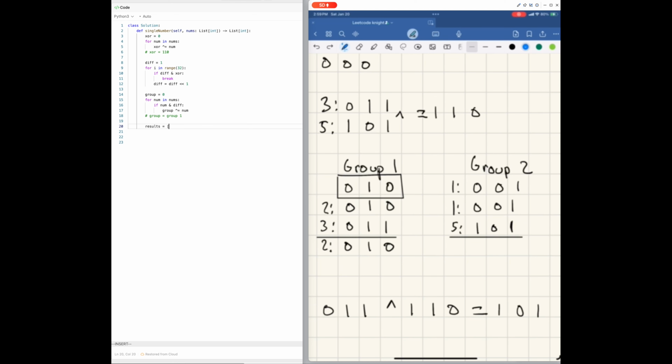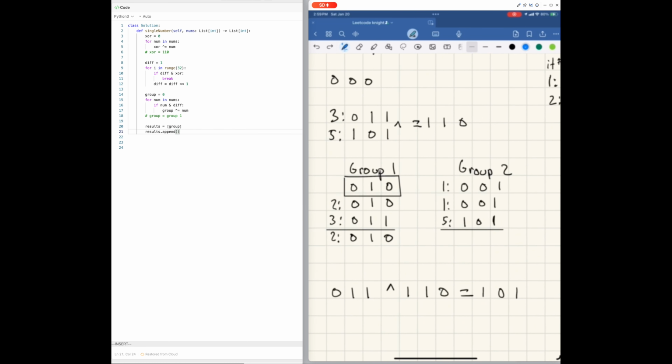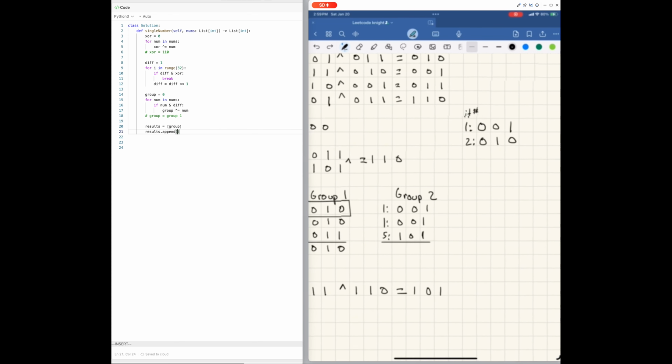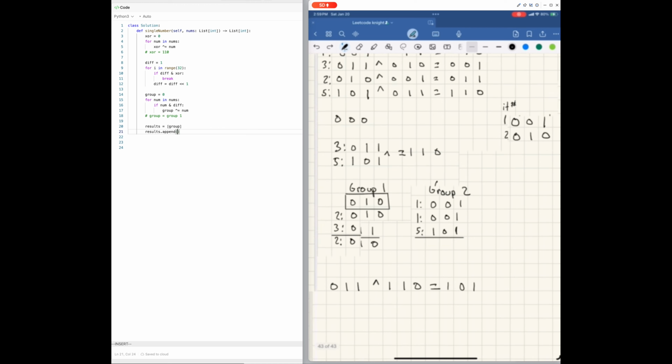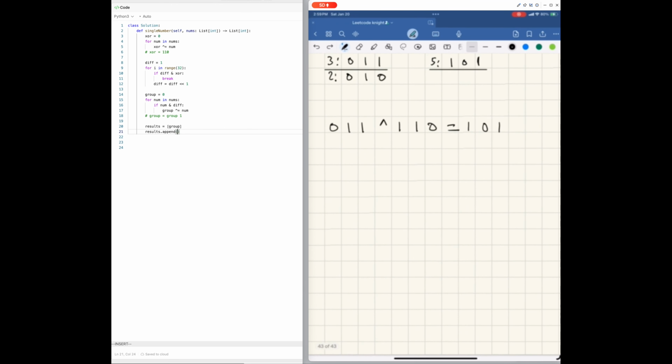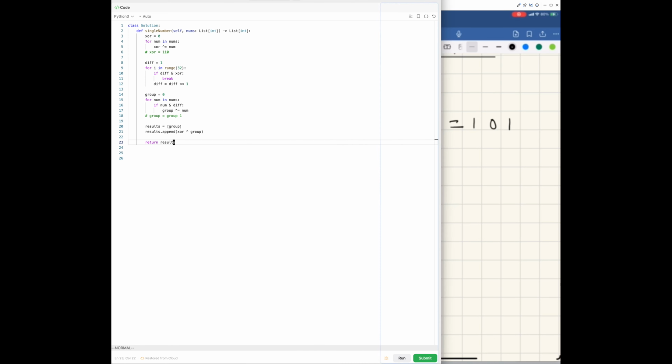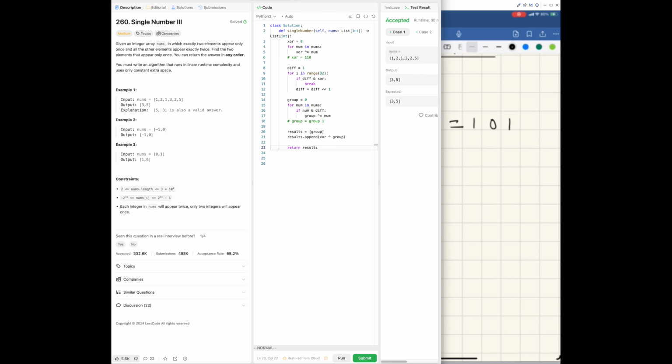We can put the first number in there, and then we add, how do we find the other number now that we have 3? Well, remember, once we have the 110, we just have to XOR it to get the other number, right? So then that's the math we did down here. And then we just have to do XOR group. And that's it. That is the answer.